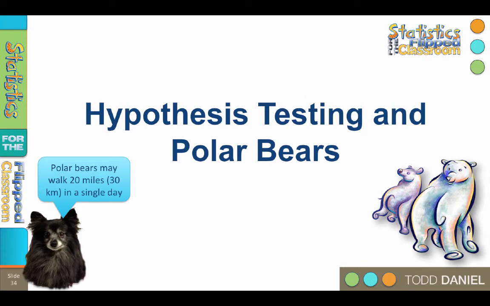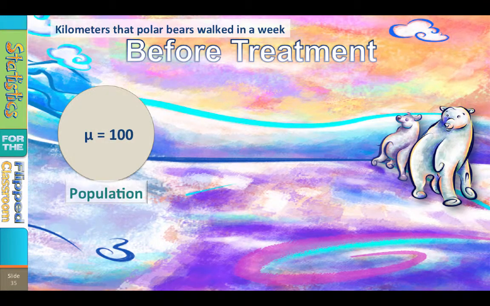Did you know that polar bears like to walk? Polar bears can walk up to 20 miles or 30 kilometers per day for several days in a row, following seals, their favorite prey, across Arctic ice sheets. Let's use this in an example to illustrate the logic of hypothesis testing.